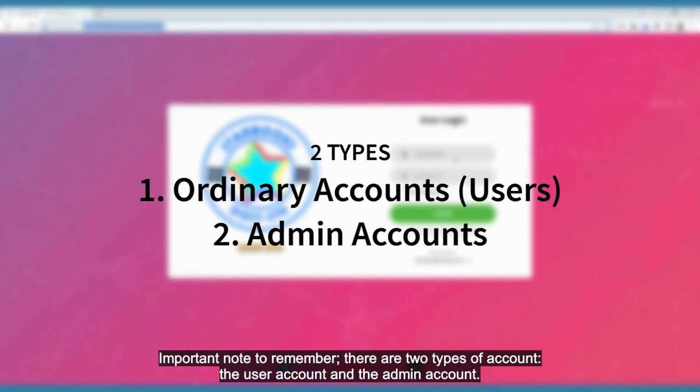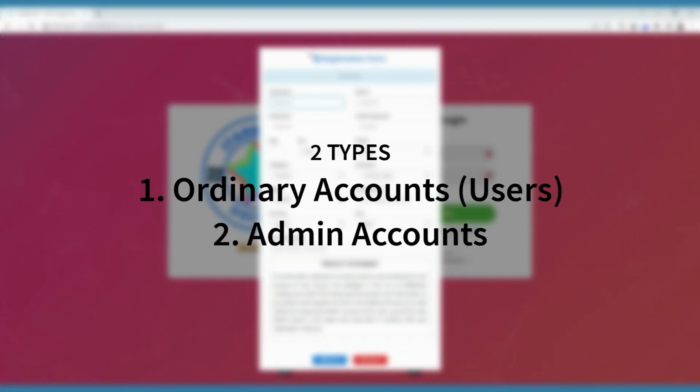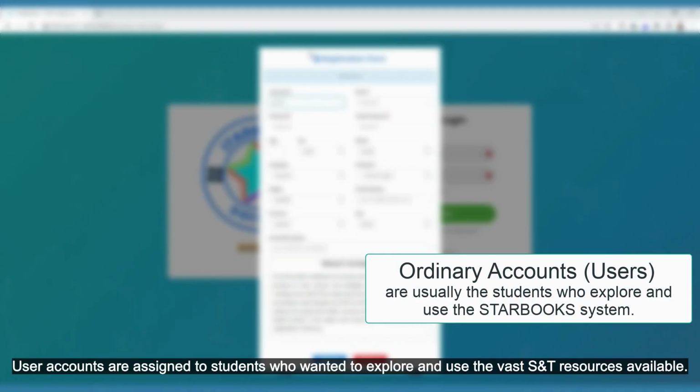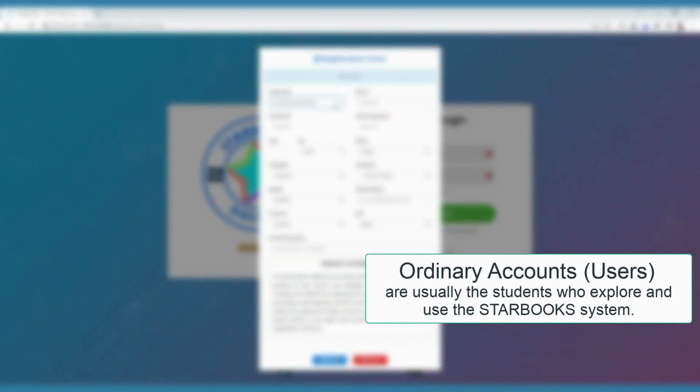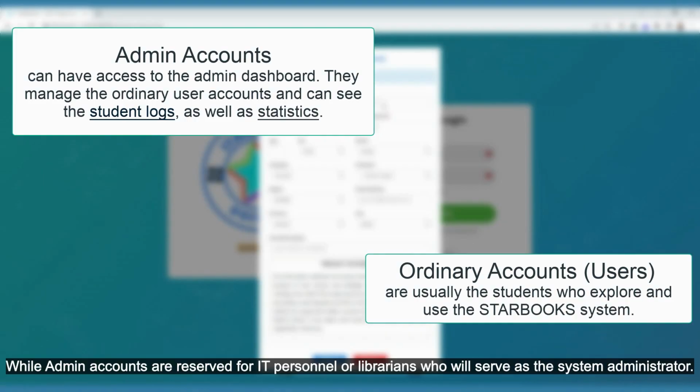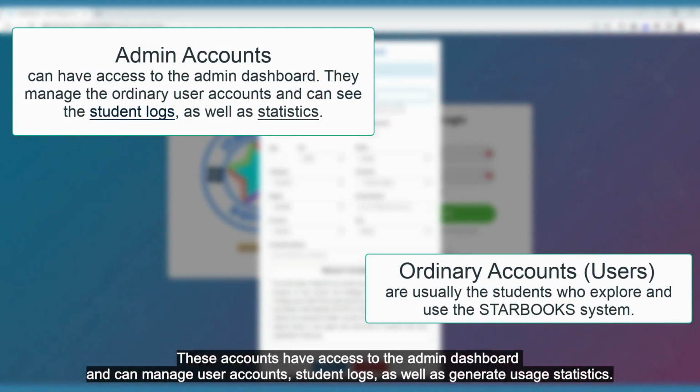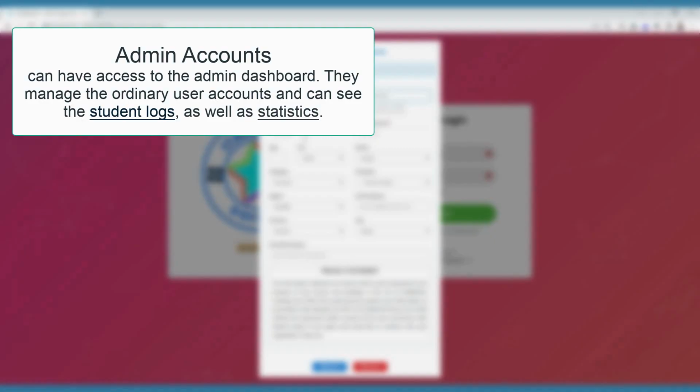Important note to remember, there are two types of account, the user account and the admin account. User accounts are assigned to students who wanted to explore and use the vast S&T resources available, while admin accounts are reserved for IT personnel or librarians who will serve as the system administrator. These accounts have access to the admin dashboard and can manage user accounts, student logs, as well as generate usage statistics.